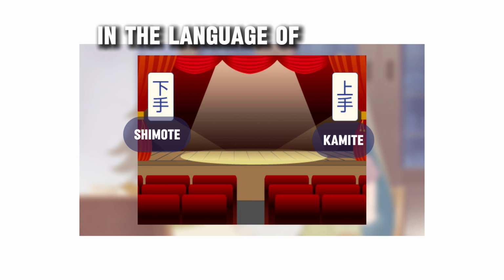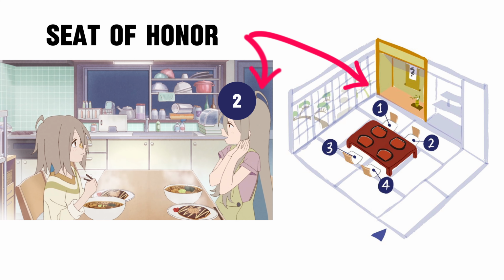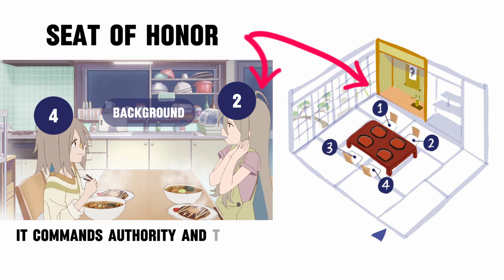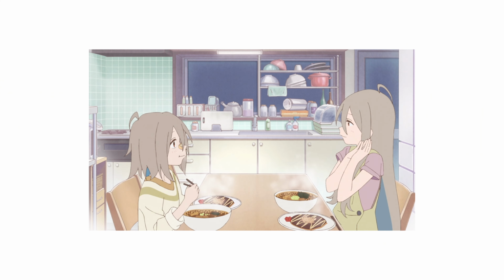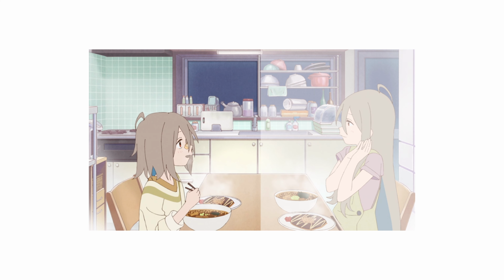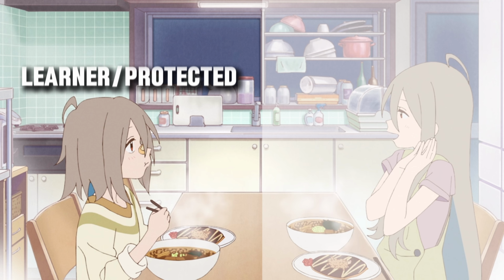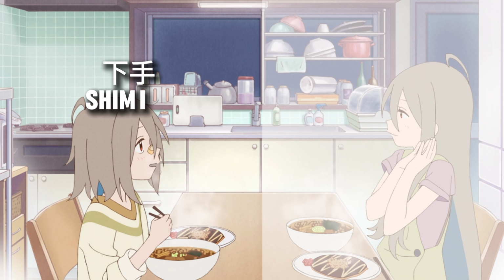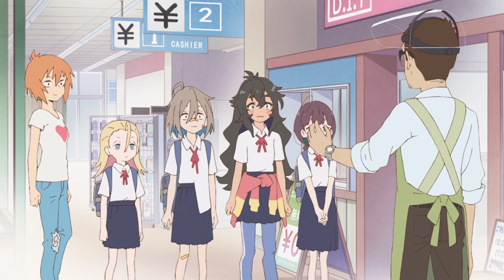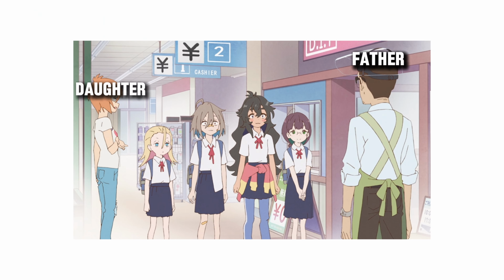In the language of kamite, the right side of the screen is the seat of honor. It commands authority and respect. While on the left, the scene establishes Serifu as the learner or the protected, because she is in the seat of the humble observer. This scene also creates a visual slope.